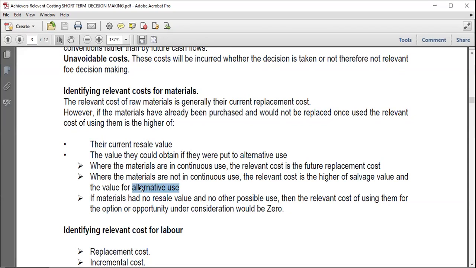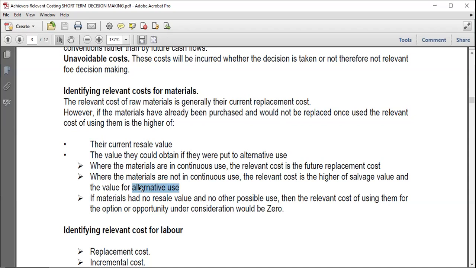Just in case these are papers, you might have all this paper within your company, and maybe because of this contract, this paper is going to be used for something. Maybe somebody is going to make paper bags out of it. So we are saying that if you are not in a business of paper bags and you're not going to use these papers in continuous use, then the relevant cost will be the higher of the scrap value.